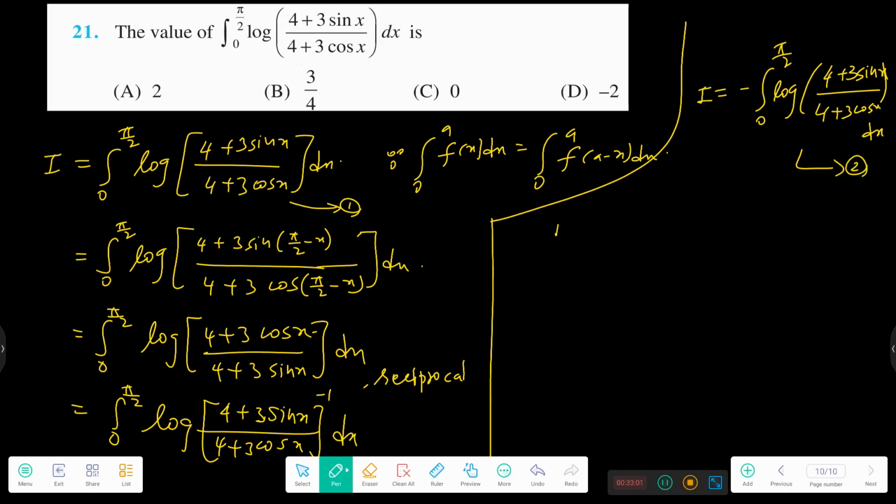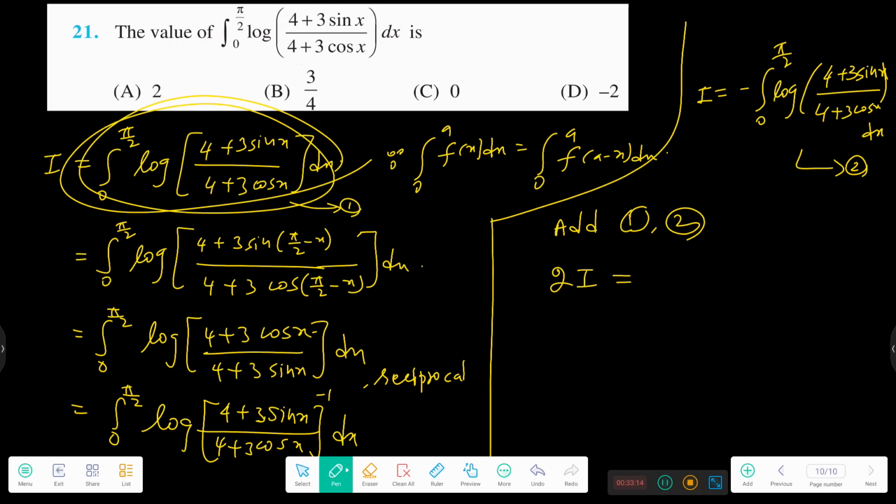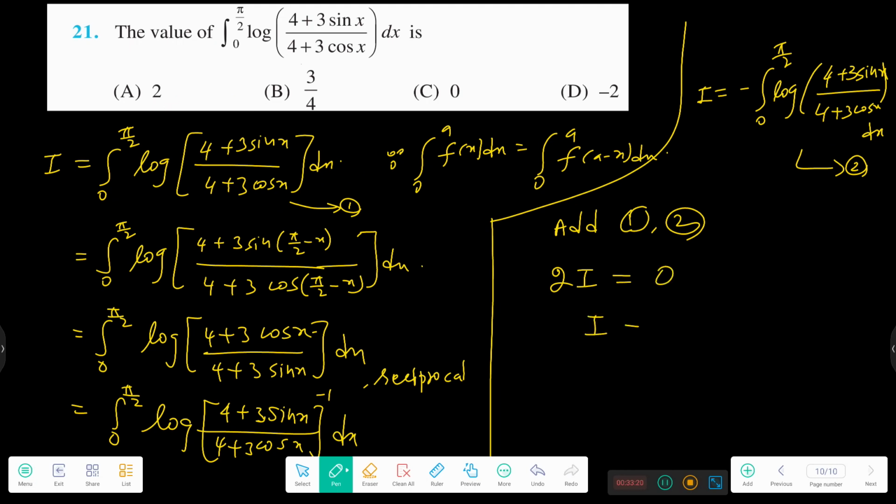If you add 1 and 2, what am I getting? I plus I, 2I. See, this is positive and this is negative. Positive and negative if you add, what will you get? 0. Then I is equal to 0 by 2, which is equal to 0. What is the option?